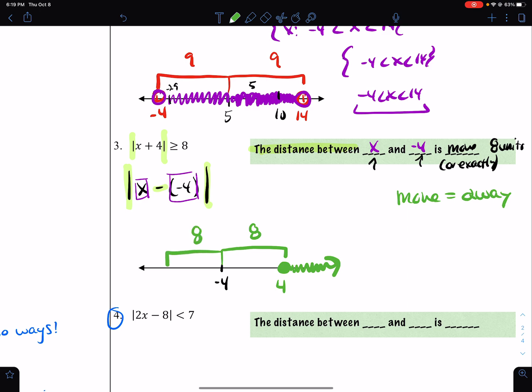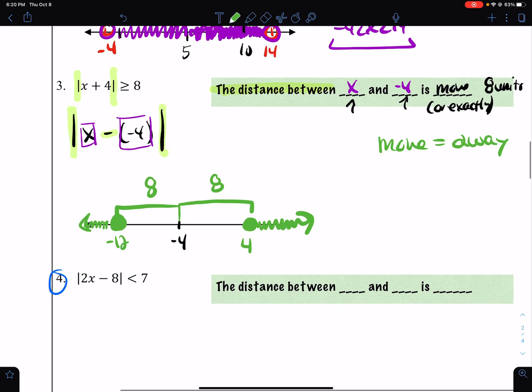If I go 8 this way, because again, it doesn't matter what direction we travel that distance, we just want to travel that distance. -12 is exactly 8 away. So I'm gonna fill that in because it does work. If I want more distance, I should increase that from the middle. So I'd have to shade this direction.